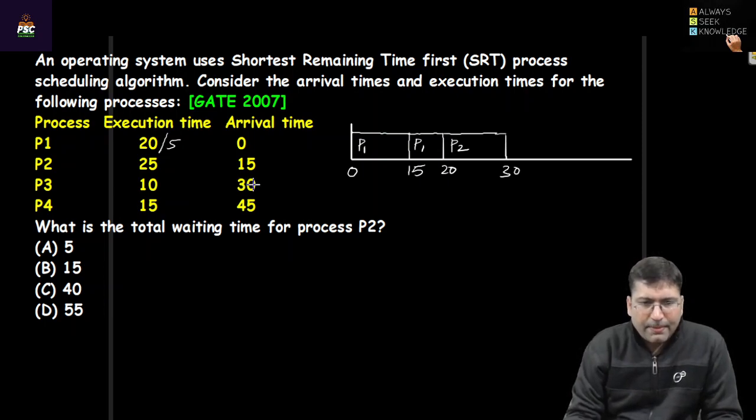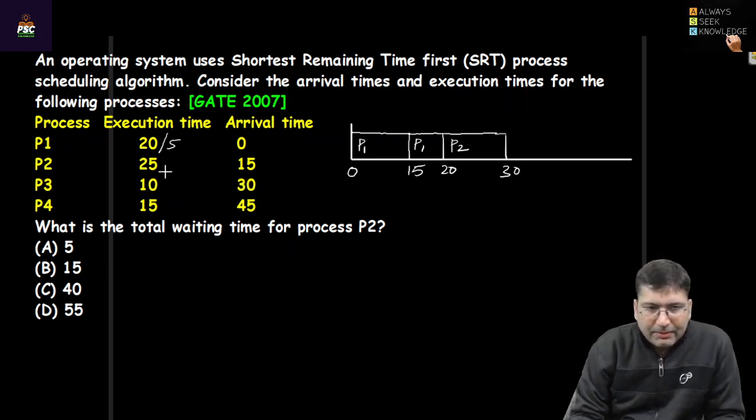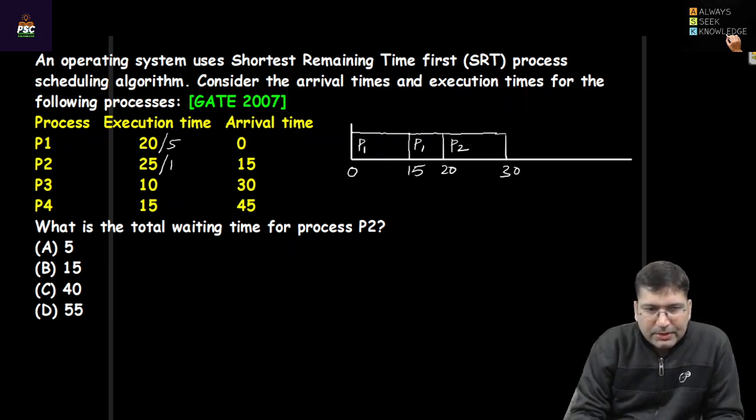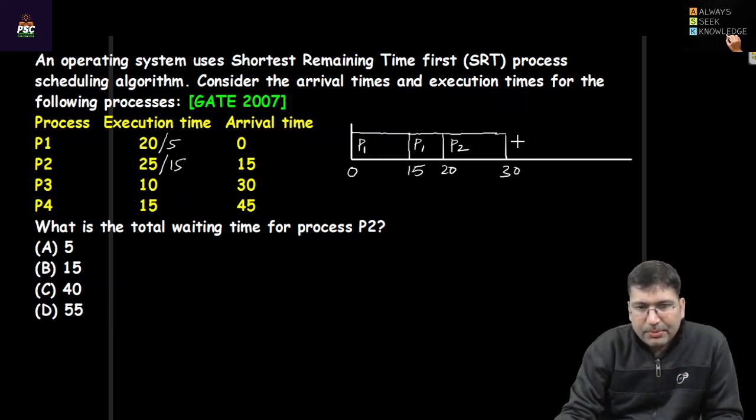Now at 30, P3 arrived. But what are the cycles requested by P2 at this moment? At 30 it has already consumed 10 units of cycle, so it is requesting 15 now. And P3 is requesting 10 only. So that means at 30, P3 will be scheduled.